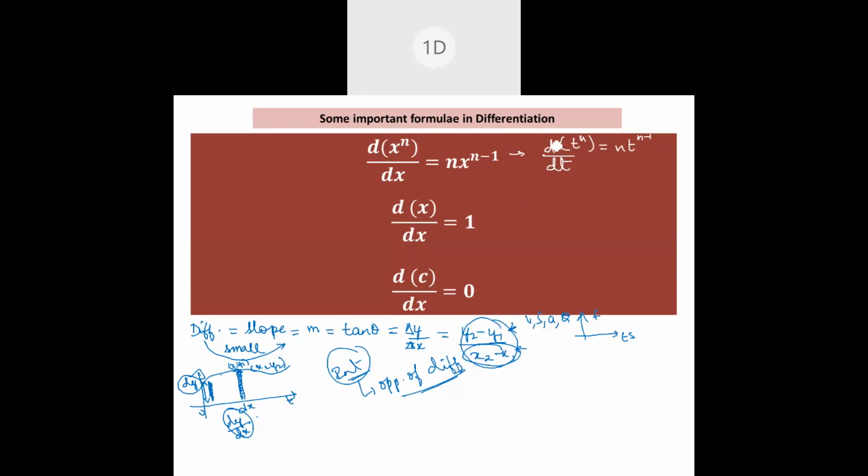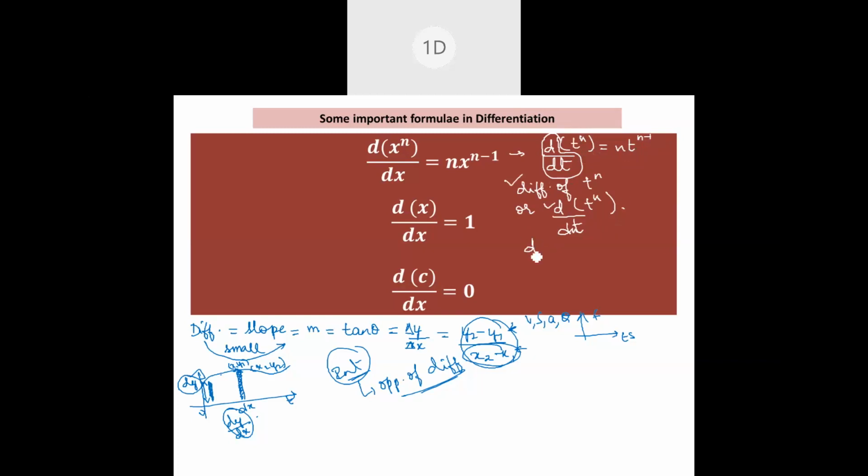Anyway, how you read this part is, this is a function now. How you read it is differentiation of t power n. You will read it as differentiation of t power n, or another way, d by dt of t power n. Both ways are correct. Whichever one you find easier, you can do that. So d by dt of t power n equals n into t power n minus 1.